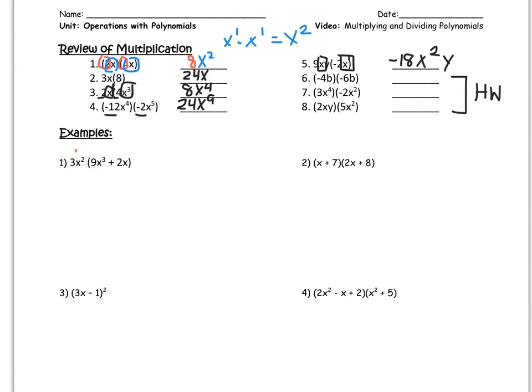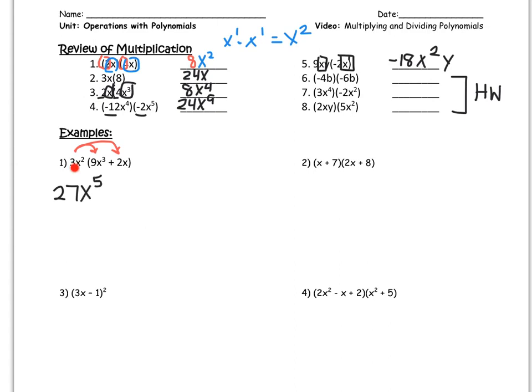And the way that you remember this is distribution. You're going to multiply the 3x squared by everything in here and in here. So 3x squared times 9x to the third is 27, because 3 times 9 is 27. x squared times x to the third: you keep the x and add the powers, x to the fifth.